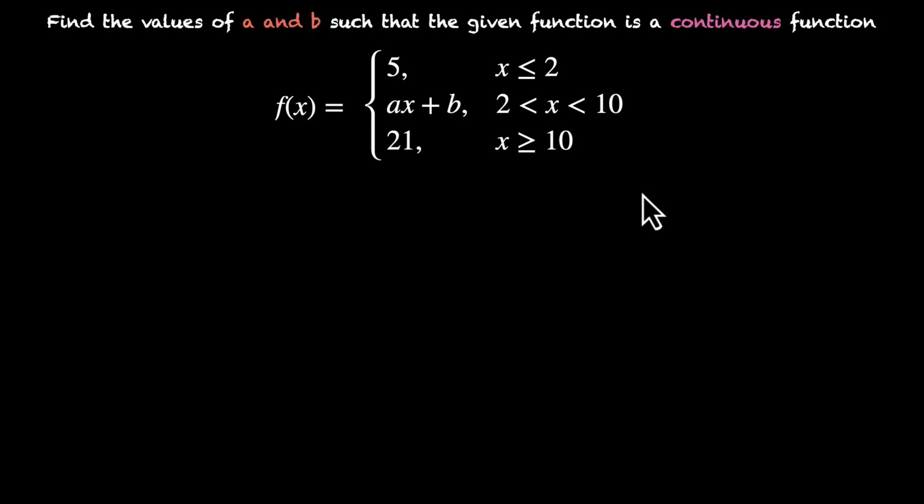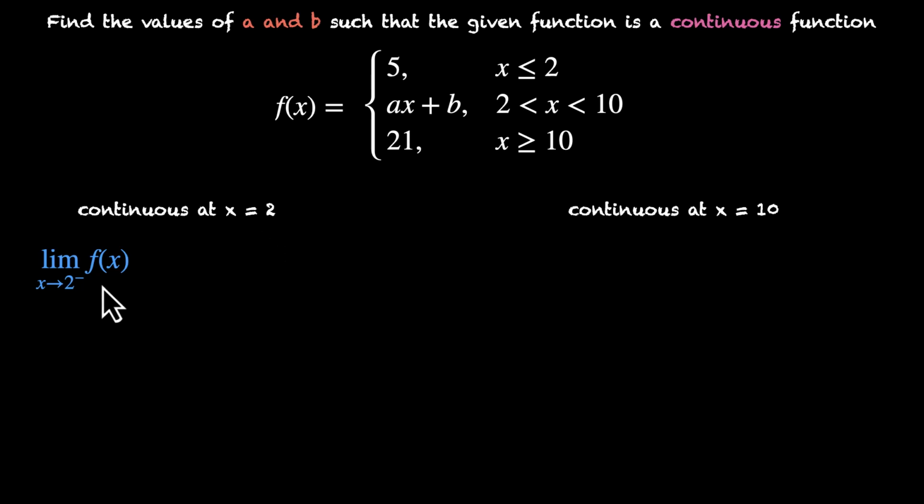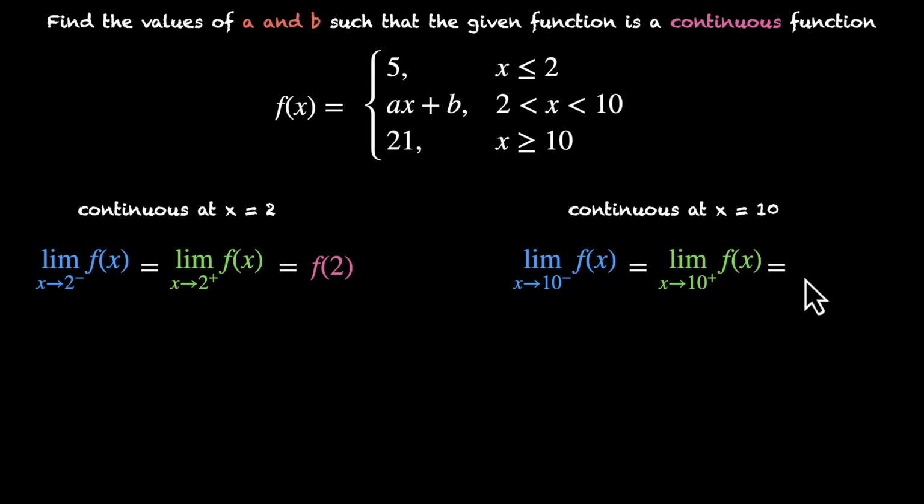So we're given that the function is a continuous function, which means it's continuous at x equals 2, and it's also continuous at x equals 10. So if it is continuous at x equals 2, this means the left hand limit is equal to the right hand limit is equal to the value of the function at x equals 2. We'll get our first equation here, and we'll do the same thing here. The left hand limit at x equals 10 should be equal to its right hand limit should be equal to the value of the function at x equals 10.